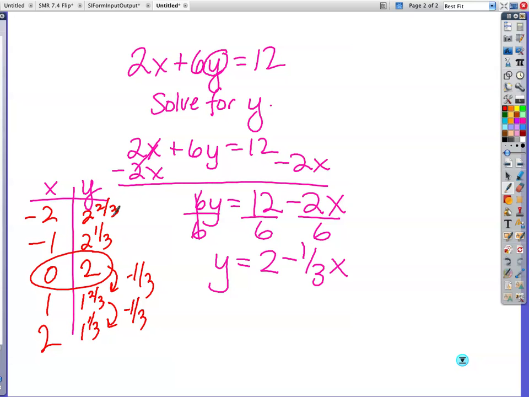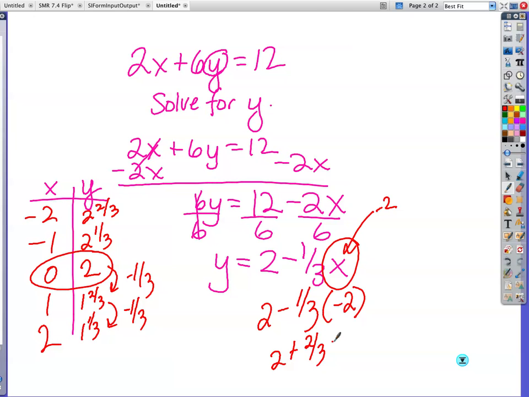Your other option is to just put -2 in. You're like, I can't figure out that math. That's too crazy, Mrs. Talley. Well, then put -2 in here. All right, so it's actually 2 minus 1/3 times -2. So then you would go to your calculator. Hopefully you wouldn't have to, but you might. You would take -1/3 times -2, and you get positive 2/3, and you still have to add 2 to that. Well, 2 plus 2/3 is 2 and 2/3, which is the number that's across from -2. Okay, let's try another one.